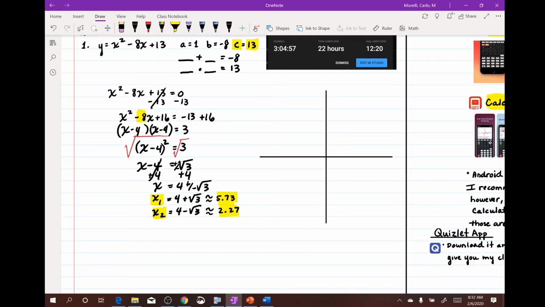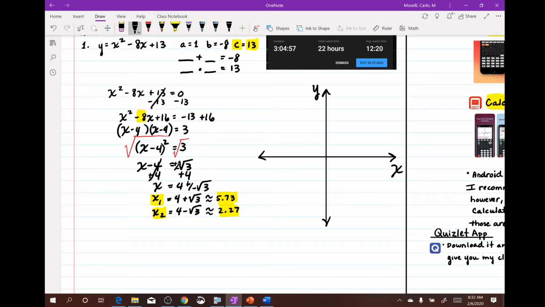Okay, so we have an xy coordinate plane. Nick, which axis do I label y? The vertical axis. So that must mean this is x. And remember, we call the x-axis the independent axis and the y-axis the dependent axis. The x is the domain. The y is the range.